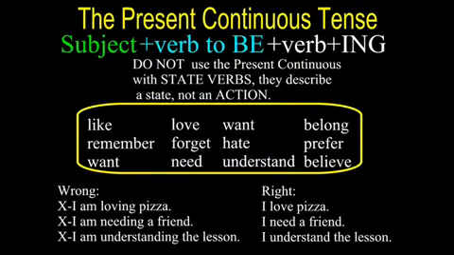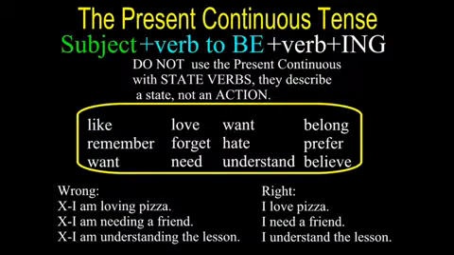Do not use the present continuous with state verbs because they describe a state and not an action. State verbs in English are like remember, want, love, forget, need, hate, understand, belong, prefer, believe, etc.